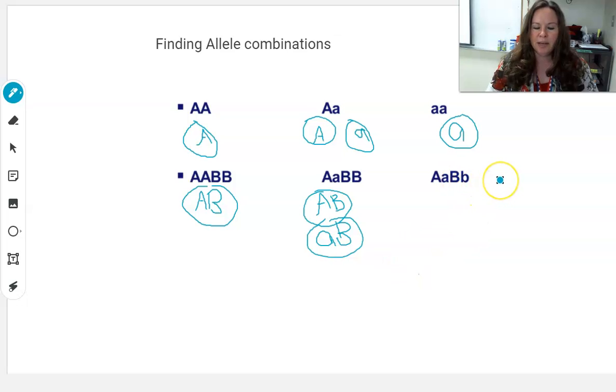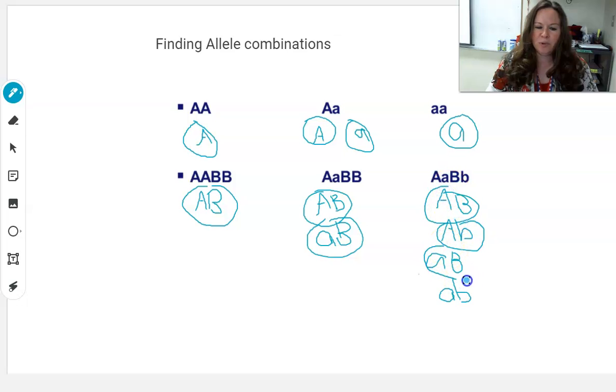Now for this next one, it's heterozygous for both traits. First is big A, big B. Outside, big A, little b. Inside, little a, big B. And last, little a, little b. So there are four possible gamete combinations for this one when they're heterozygous for both traits. You get a little more variety in your gametes that way.